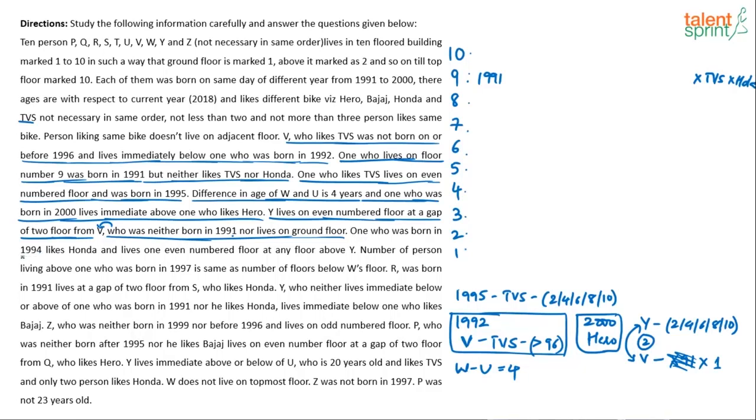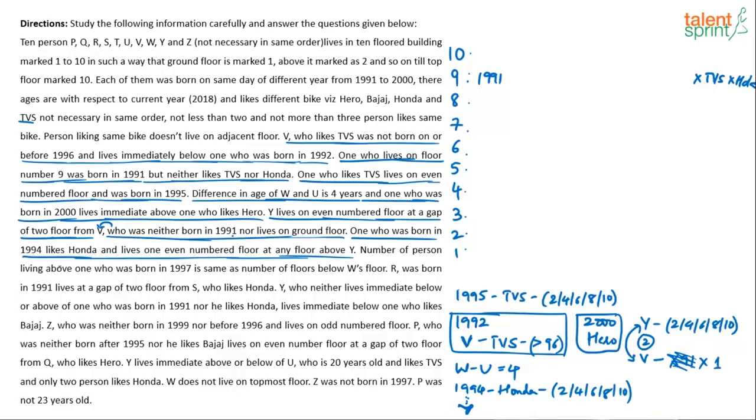The one who was born in 94 likes Honda and lives on an even numbered floor at any floor above Y. So 94 is Honda, and lives on which floor? Even number floor. So too many even number floor possibilities here. 2, 4, 6, 8, 10, all are possible so far. Right? And lives above Y. This person lives above Y basically. So the one who was born in 94 likes Honda and lives on even floor above Y.